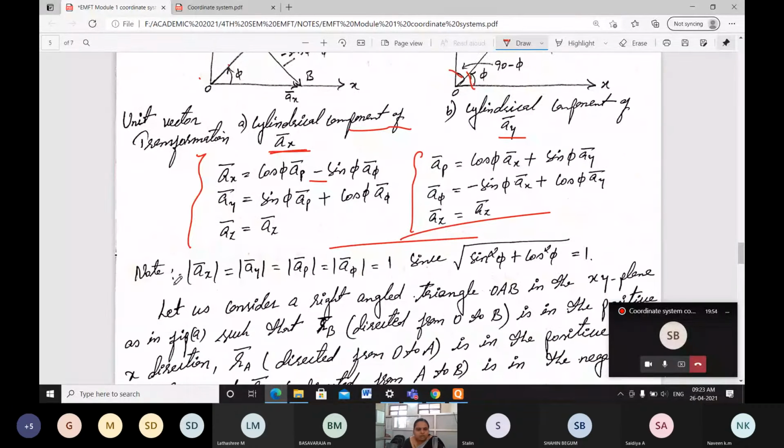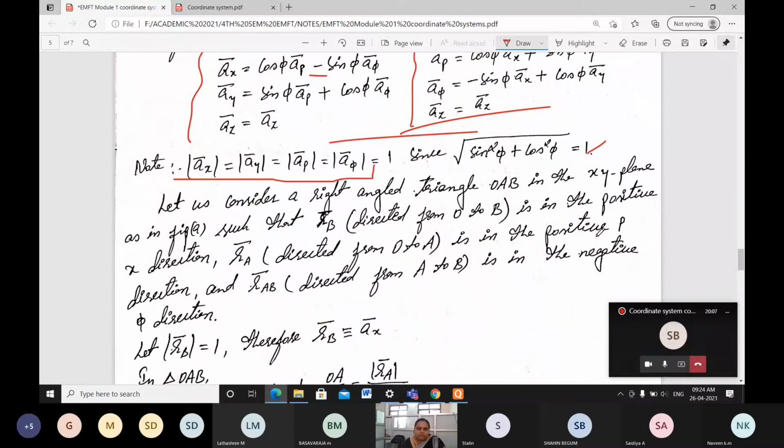Then the magnitude of all the unit vectors is always 1, because if I find the square root of the magnitude, I'll be getting 1 only. Sin square phi plus cos square phi is going to be 1 only.